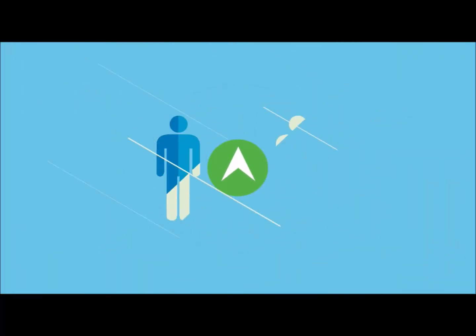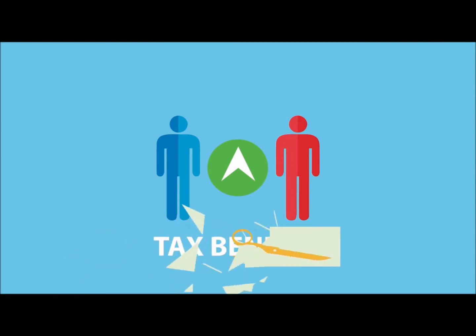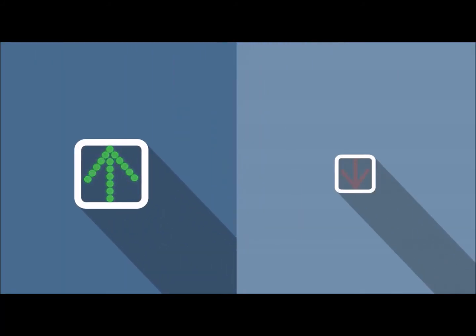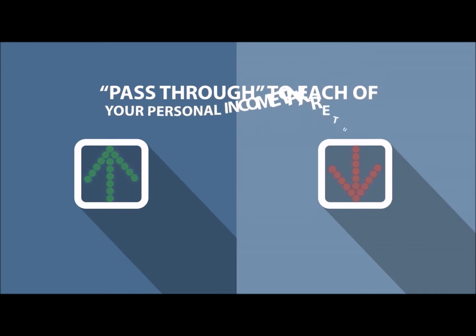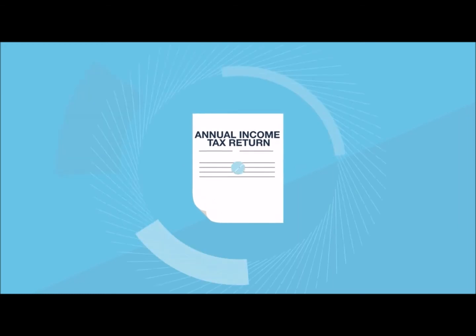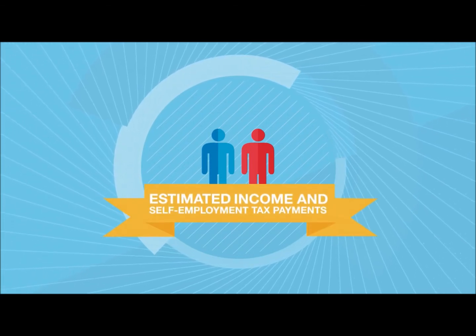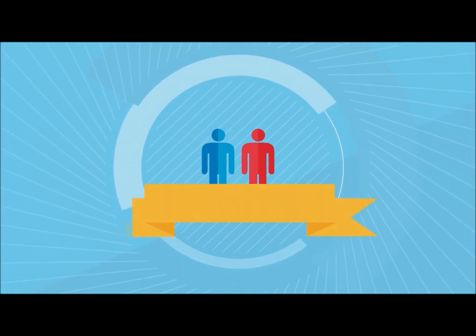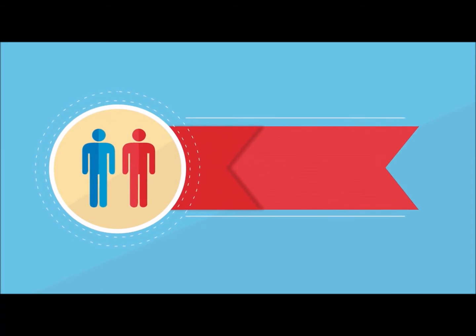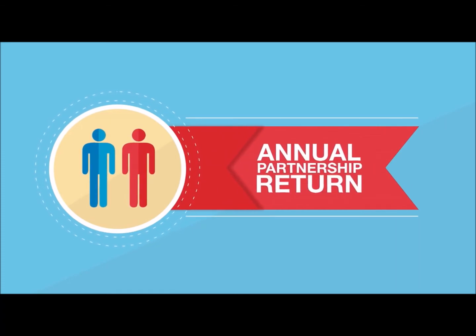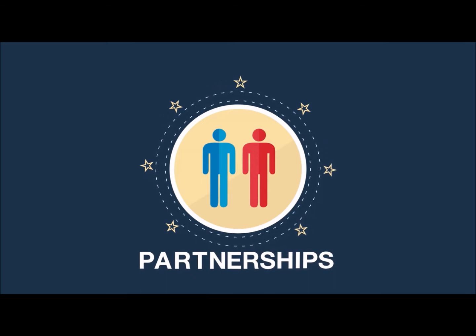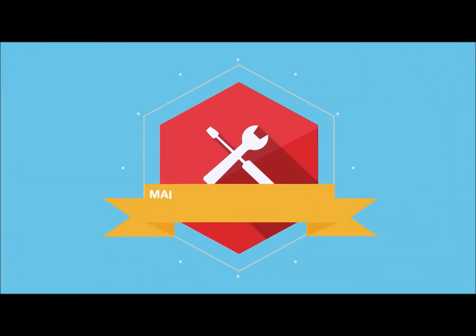One of the advantages of being in a partnership is that you get to enjoy tax benefits, since the profits and losses of the business pass through to each of your personal income tax returns. Tax responsibilities include, in addition to your personal annual income tax return, you and your partner or partners are responsible for making estimated income and self-employment tax payments once a quarter. Additionally, the partnership itself will need to file an annual partnership return. Another nice aspect of partnerships is that they don't have any ongoing maintenance implications or responsibilities to worry about.